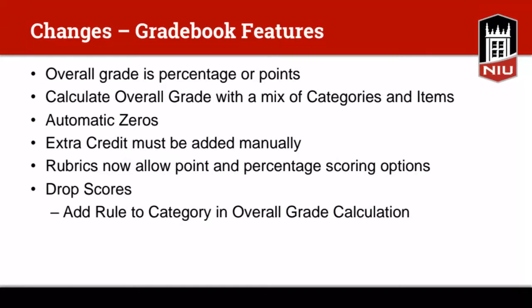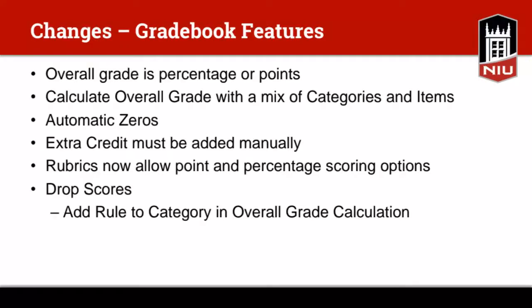Rubrics are now allowing both points and percentage scoring options. I believe the rubric grid is up to 15 by 15 now too, so it's pretty big and versatile. And I think, if I'm not mistaken, they're working on allowing you to copy rubrics from other courses without having to copy in an assignment. So that should be coming soon. And you can drop scores. You do that in the overall grade calculation, kind of like you did it before, but you do it from the grade calculation from the category itself. You can just add a rule and you can drop up to n-1 scores.